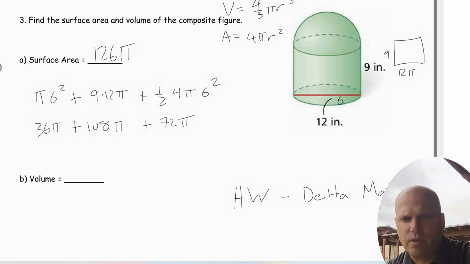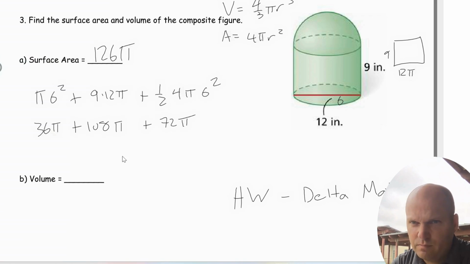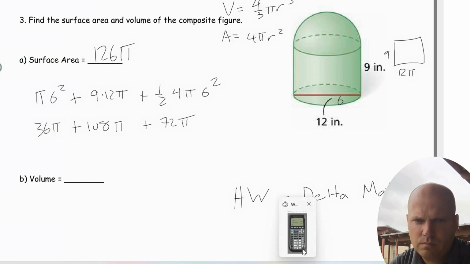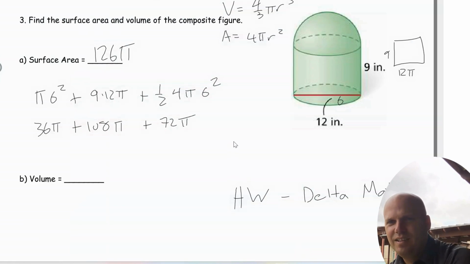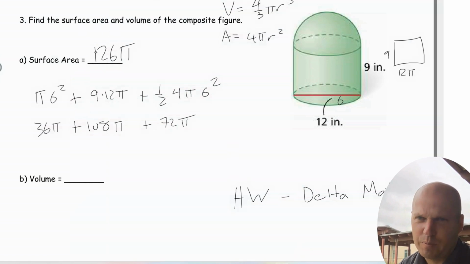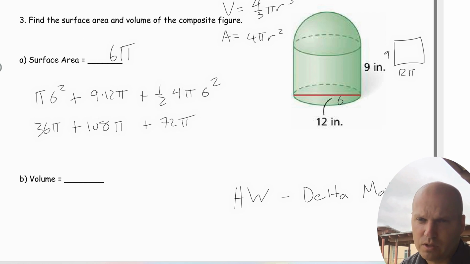Just double check that really quick. Oop. 216. Ooh, that was bad. What was I thinking? 126? I think I just flip-flopped some numerical dyslexia out there, which is okay.